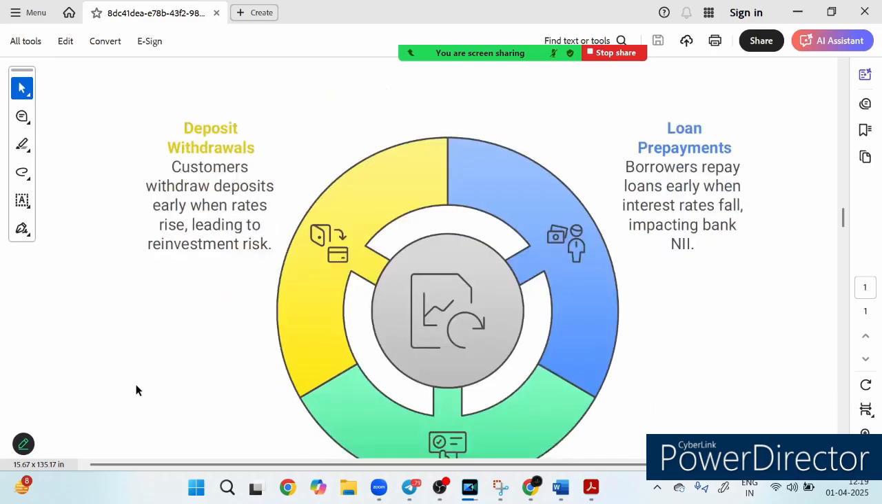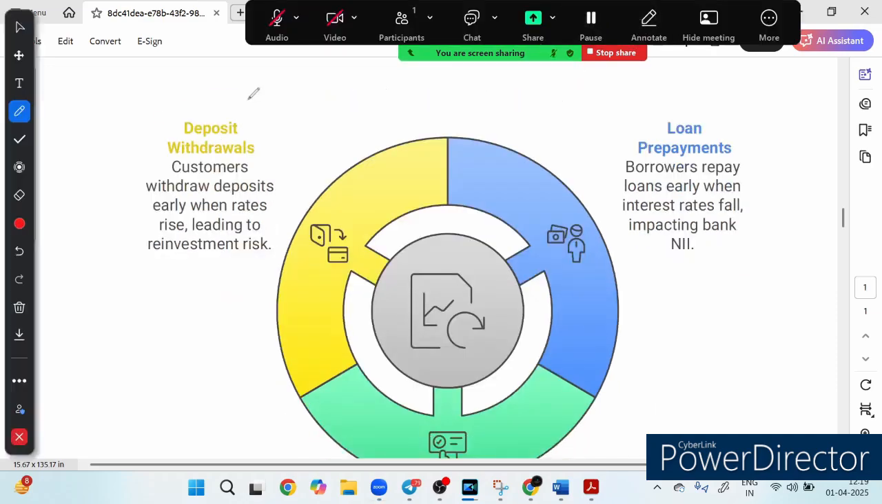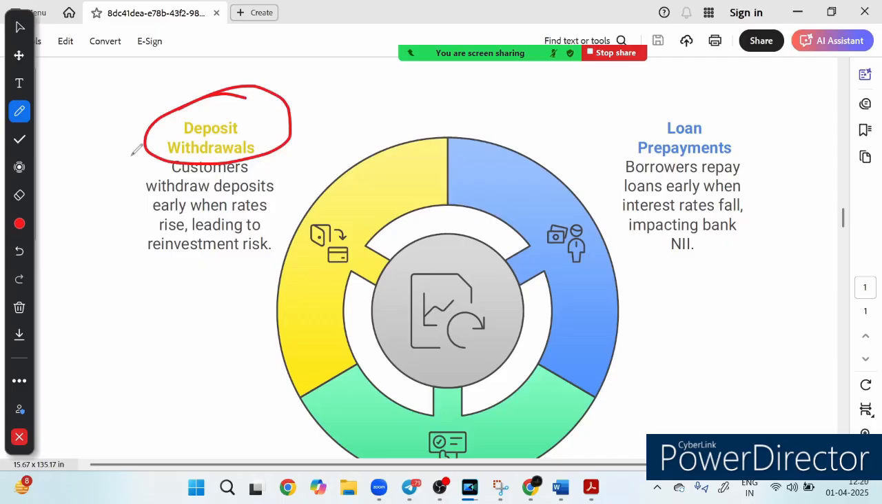I told you the meaning of net interest income. So there are 3 cases. Let's look at the first case: deposit withdrawal. Suppose interest rates rise, what will happen? When interest rates rise, customers withdraw their low interest deposits, right? What did the customer do? The customer withdraws their low interest deposits.